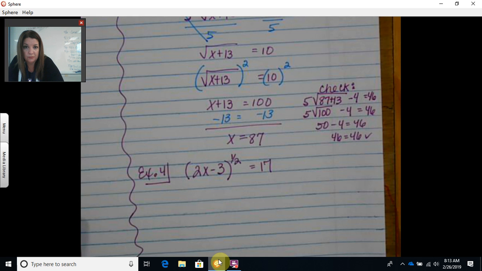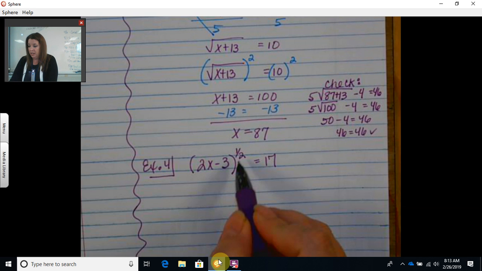Square both sides. If you could rewrite it as a radical, it'd be the square root of 2x minus 3, and then you would end up squaring it, right? So instead of doing that, you could just square it from now. Same thing as multiplying by the, not multiplying by the reciprocal, but raising both sides to the reciprocal 1/2.